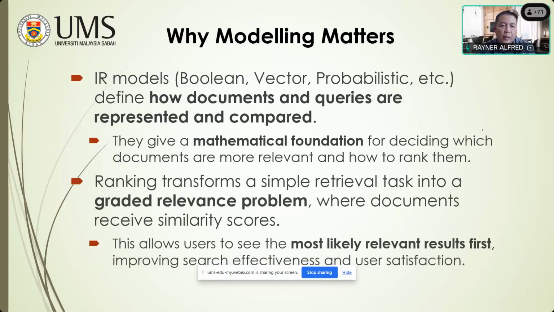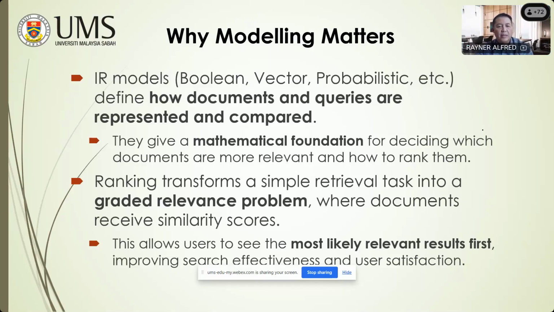In performing the ranking, it will transform a simple retrieval task into a graded relevance problem in which you will have certain kind of scoring to rank them. If you compare with the database, you perform the SQL statement to find certain record. So that is the exact matching, 100% exact matching. But for information retrieval, we are looking at how they are similar. So we are looking at the degree of relevancy.